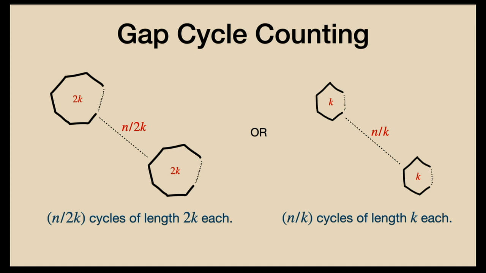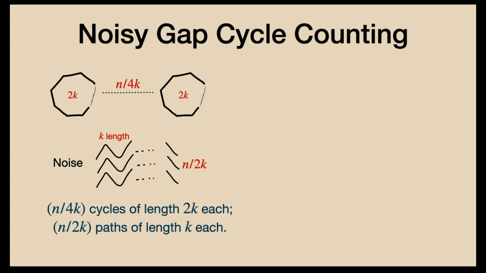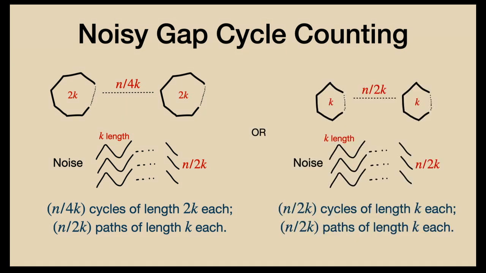And your objective is to identify which case your graph belongs to. Okay? And we're going to add some noise to this problem to make it a little bit harder. So instead of just having these cycles, you're also going to have some paths of length k. So you can think of this as half the vertices are going to be just set aside for the noise, and the remaining half are going to form cycles. And the same thing is true for the other case. You still have these cycles of length k, and the remaining half of the vertices form the noise, the paths.